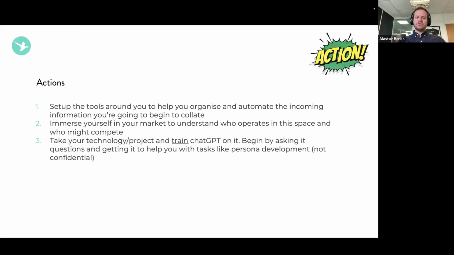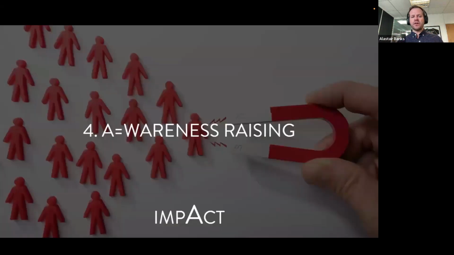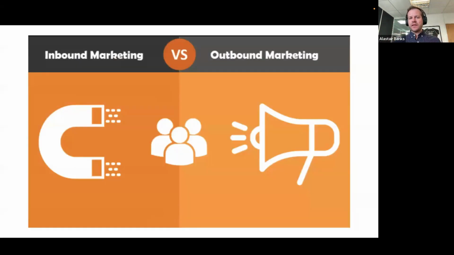So using ChatGPT or AI, and if you have a preference for some other tool like Bard or Copilot or anything like that, that's fine as well, because they all work in similar ways. But using technology like that to help you understand things like personas and competitors and websites that are key for those personas is a really big part of this process. The A stands for awareness raising. Now, there's a concept here which is really important to define.